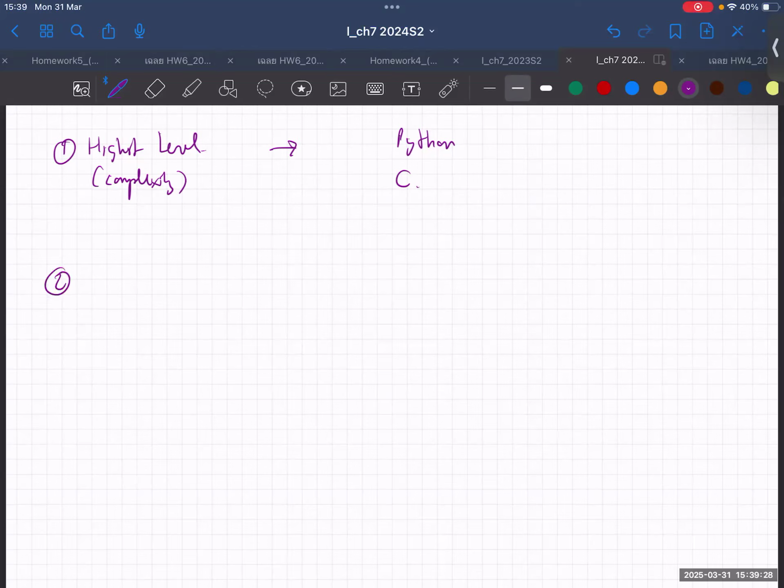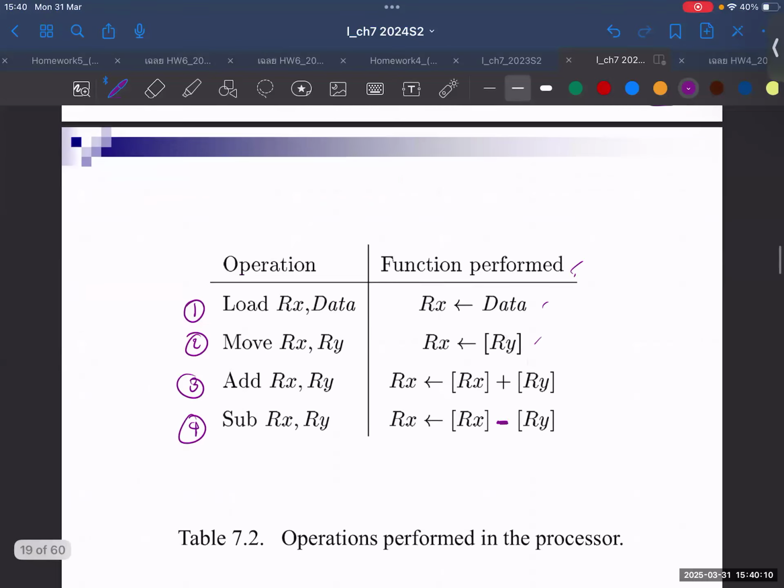The second level is what we call the assembly language. Any high level language will be translated into assembly language. The language is divided into 2 parts. The first one is what we call the command, or the order of what to do. And then it is followed by the argument, or the data that you need to work on. So it consists of 2 parts. For example, like this assembly language.